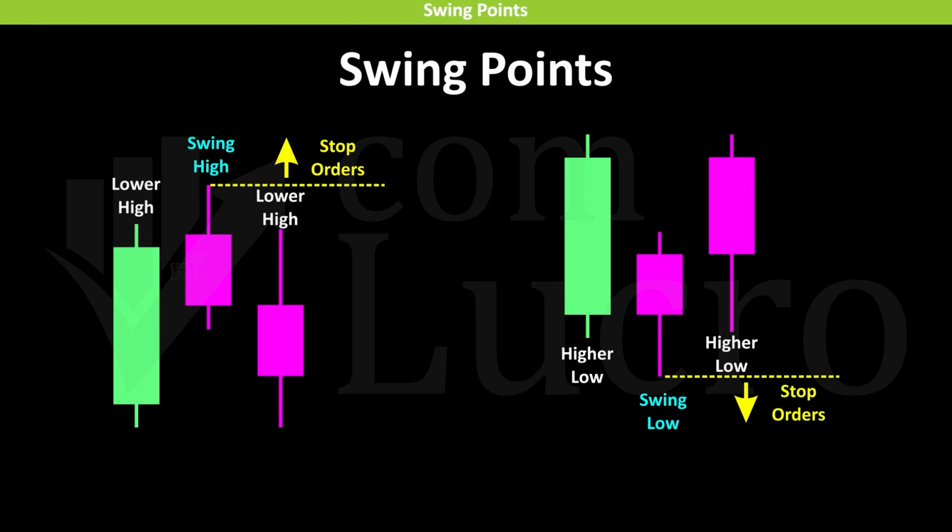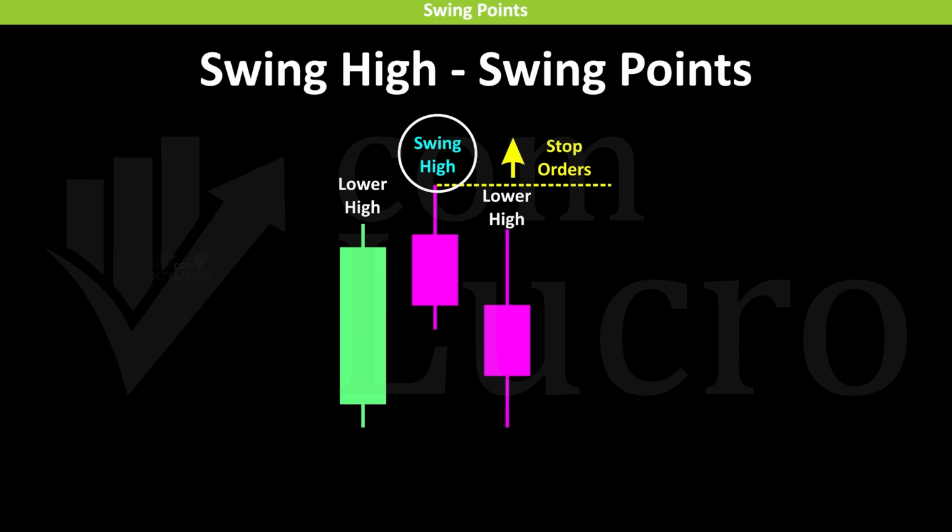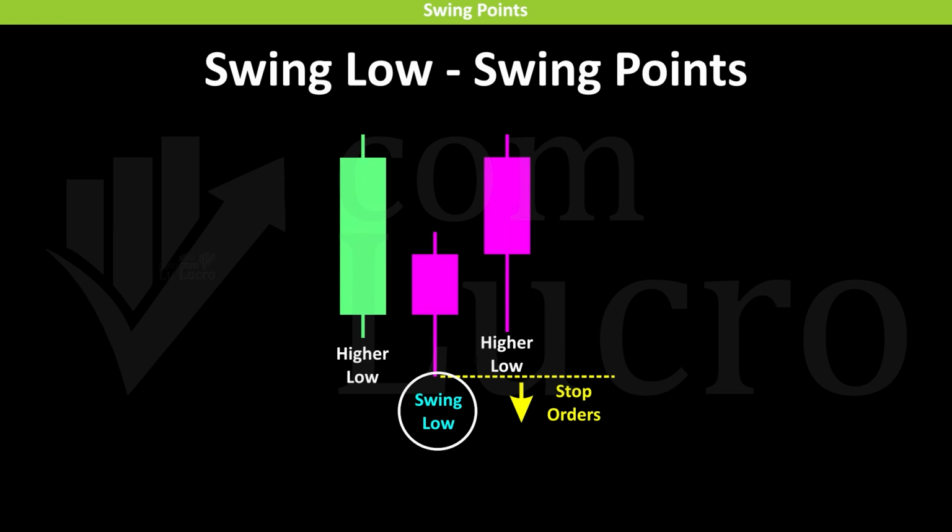To identify a swing point, we use a three-candle structure. In a swing high, the candle in the middle has a higher high than the candle to the left and a higher high than the candle to the right. In a swing low, the candle in the middle has a lower low than the candle to the left and a lower low than the candle to the right.